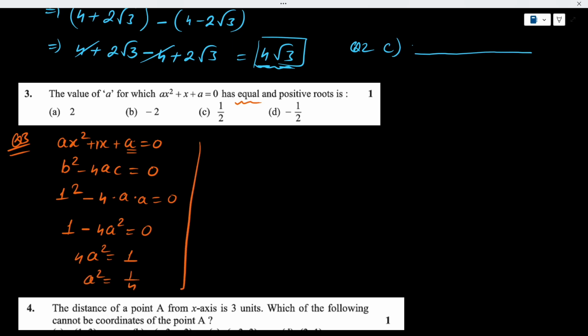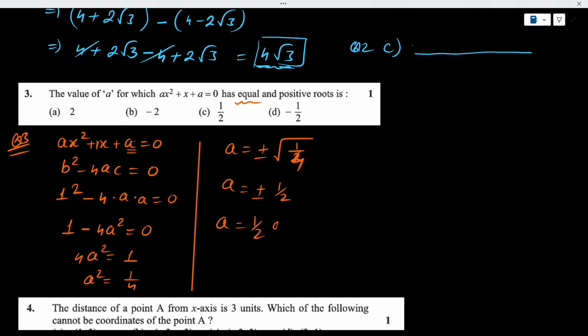And what is the value of a? Whenever we take the square root, we take positive and negative. So the square root of 1 by 4 gives the value of a as plus minus half. So a can be half or a can be minus 1 by 2. Now, using equal roots, I already got a equals plus minus half. Now for positive roots, please substitute a in the given equation. So if I take a as half, what am I going to get here?